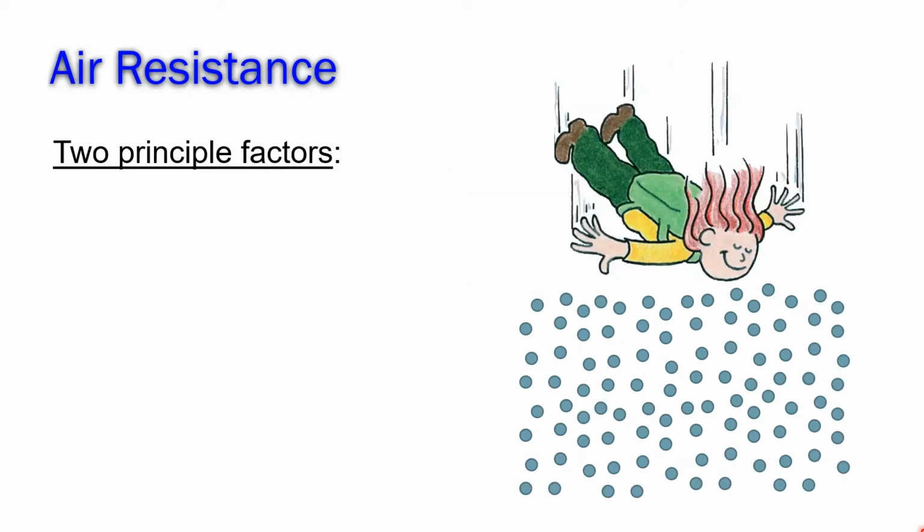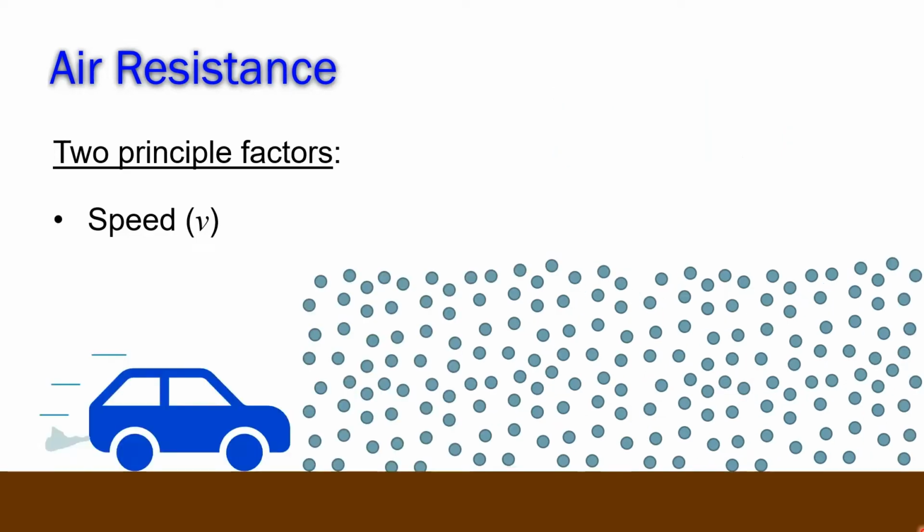There are two principal factors that influence air resistance. There are more than the two, just note that these are the principal ones. These are the ones that cause the most influence. So the first one is speed. To give you an idea why speed is important, here's a car that's going to be driving through some air, and as it does, it's going to be colliding with these air molecules.